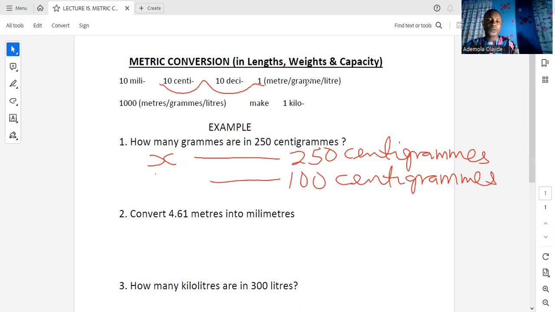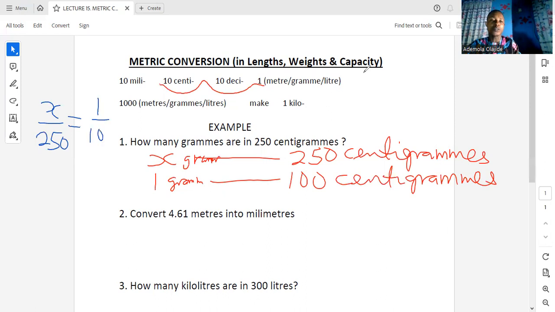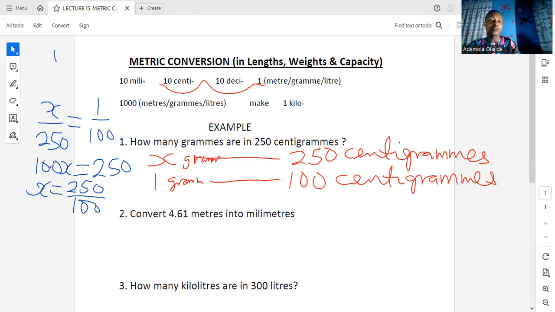equals 1 gram. Now gram is gram. This one too is x gram. So the next thing you do is, this is like direct proportion, where you can say x over 250 equals 1 over 100. Then you cross multiply. So this x will multiply 100 here equals 250 times 1. Then to get the value of x, you divide both sides by the coefficient of x. So you get your x to be 250 over 100, because when you say 100x divided by 100, 100 will cancel 100 there, so you are left with x. So if you simplify, the 0 cancels 0, you now have x equals 25 over 10.